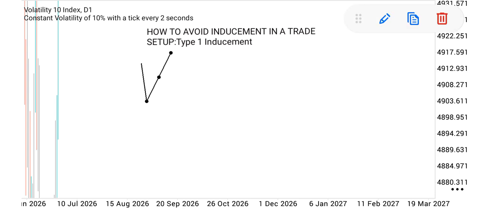So now when we have a break of structure downward, price gives us something like this. Price gives us something like this. Gives us an inducement.